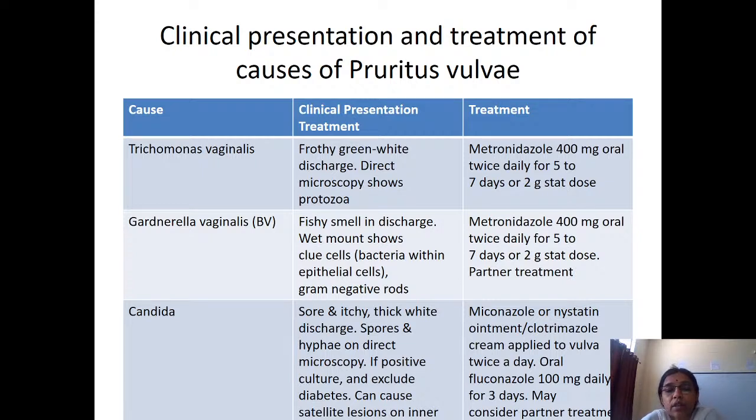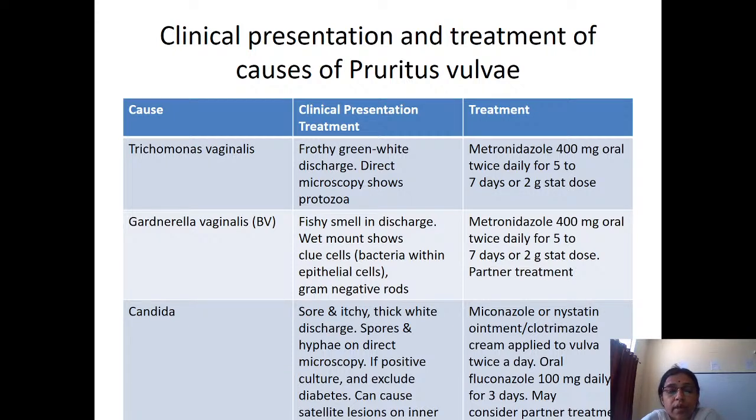And if it is bacterial vaginosis, the patient will have typically a fishy odor vaginal discharge. And when we see the wet mount, it clearly shows the presence of clue cells. So these are the characteristic lesions of bacterial vaginosis. So the treatment again involves the same, that is metronidazole 400 milligrams orally twice a day for 5 to 7 days. And then the partner has to be simultaneously treated for both the trichomonas vaginalis and the bacterial vaginosis.